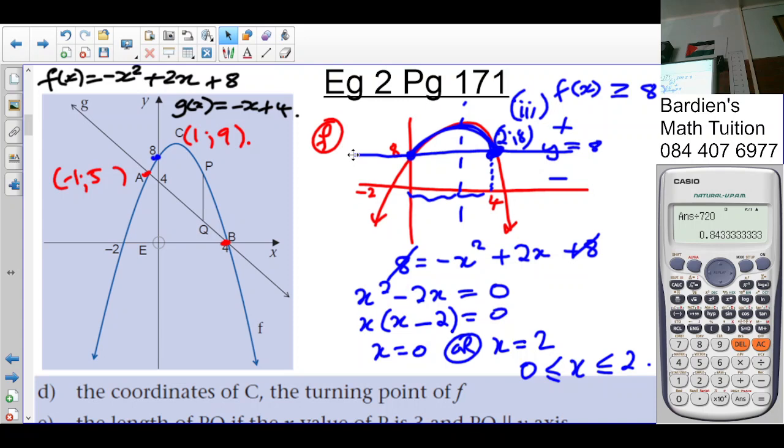It's a nice question, eh? That would probably be for 3 marks, 3 or 2 marks. It's only if you want it. If you don't want it, then just leave it out like you normally do.